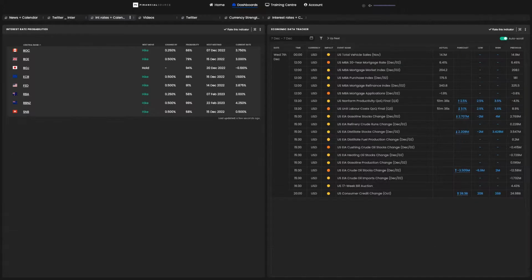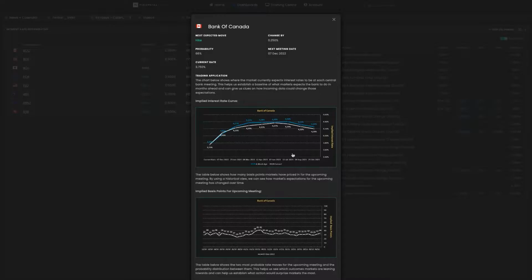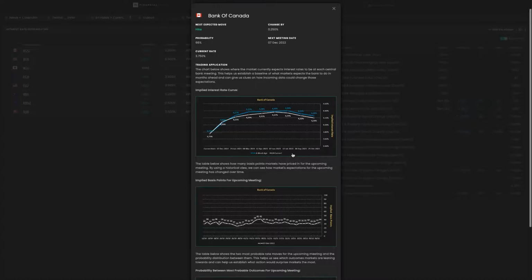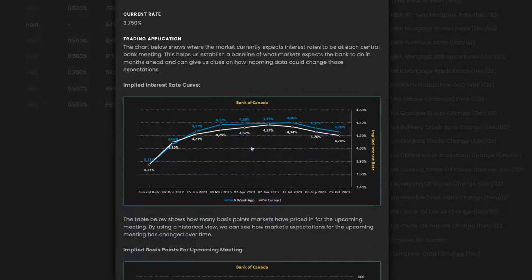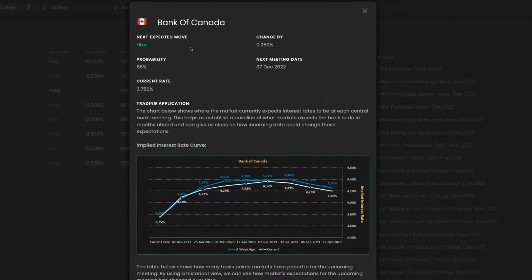We just take a look at expectations, looking here at the financial source team, at their very helpful short-term interest rate market projections and the outlook for the terminal rate for the Bank of Canada. You can see that at the moment, the implied interest rate peak is just under 4.40%, around the summer of next year. That's where interest rates are expected to peak. The current rate is 3.75.